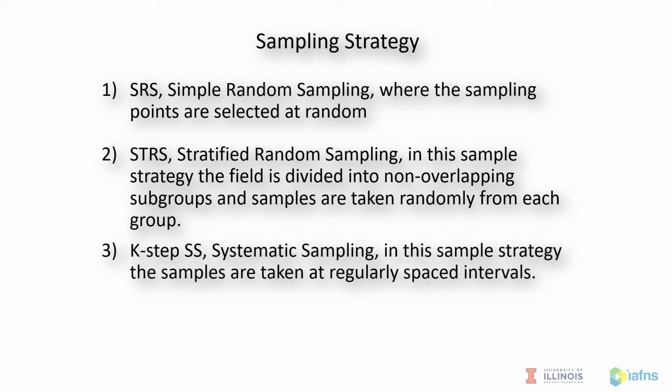The third one is systematic sampling. In this sampling strategy, the samples are taken at regularly spaced intervals. The initial location is chosen at random and subsequent samples are taken at predetermined intervals. In the industry, both simple random sampling and stratified random sampling are commonly utilized sampling methods.